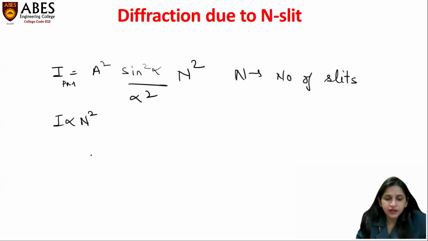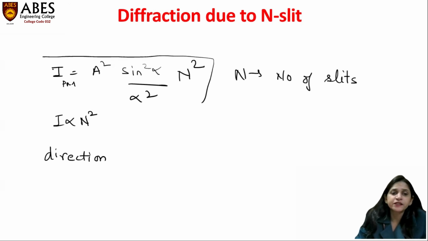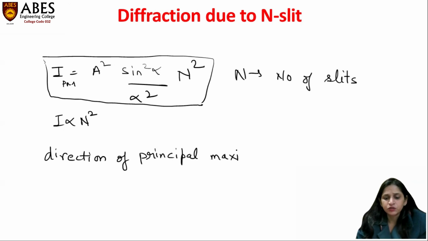Now let us also calculate the direction of principal maxima. We got the position at beta is equal to plus minus n pi. Then we also got the intensity equation for principal maxima due to N slits, and N is nothing but the number of slits. Now we have to calculate the direction of principal maxima, because practically the principal maximas are forming, so where they are forming, that direction should also be known.